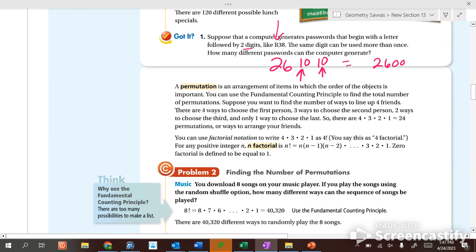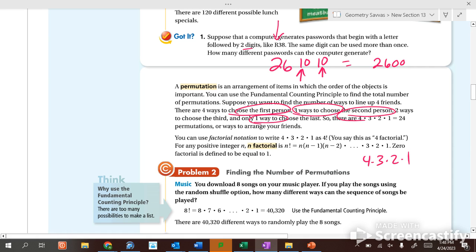So, a permutation is an arrangement of items in which the order of objects is important. You can use the fundamental counting principle to find the total number of permutations. Suppose you want to find out the number of ways to line up 4 friends. There are 4 ways to choose the first person, 3 ways to choose the second person, 2 ways to choose the third person, and 1 way for the last person. So it's 4 times 3 times 2 times 1.